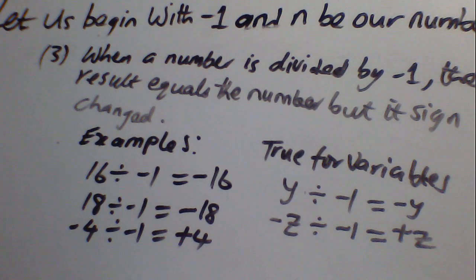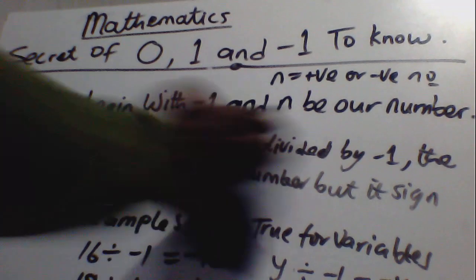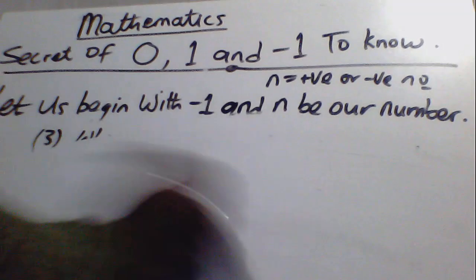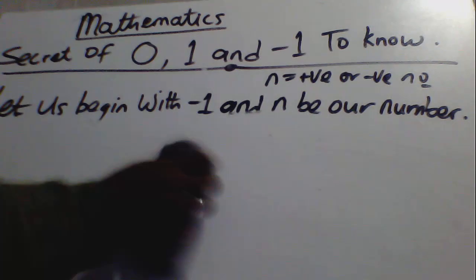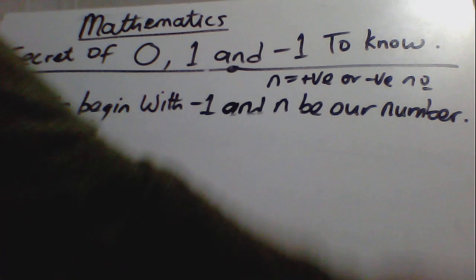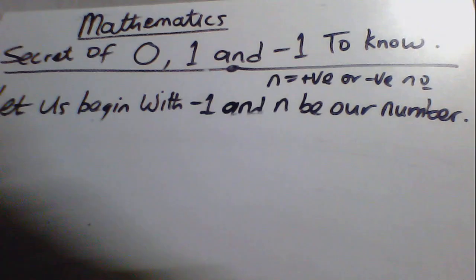So let's go to the fourth thing you have to know about the number minus 1. So I can clean here. The fourth thing you have to know about minus 1 is adding minus 1 to a number or a number to minus 1 decreases the value of the number by 1. This is true for what? Positive numbers.